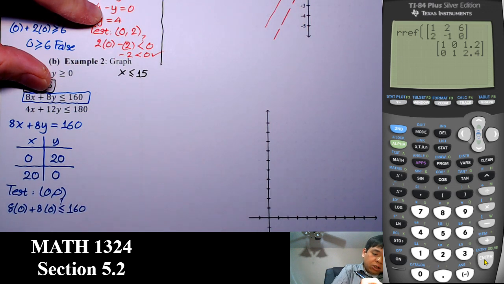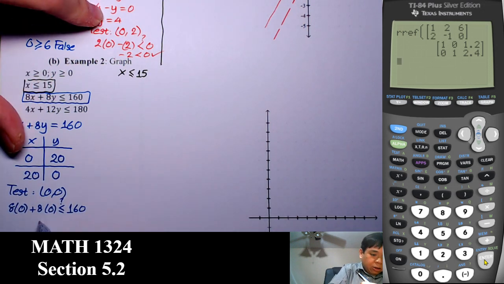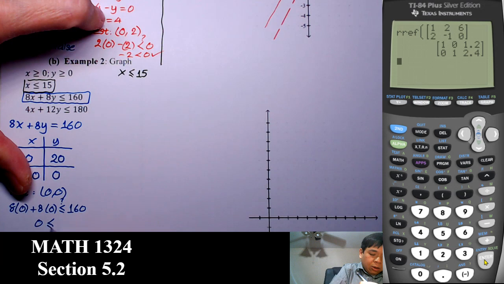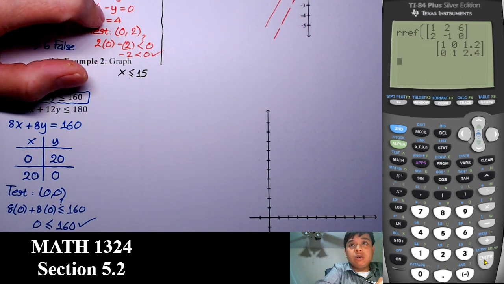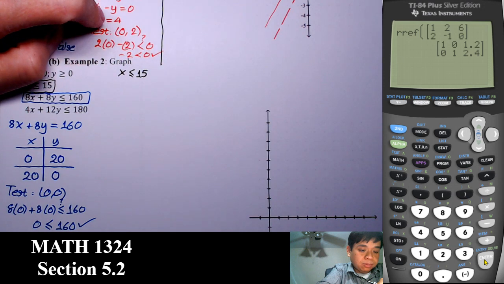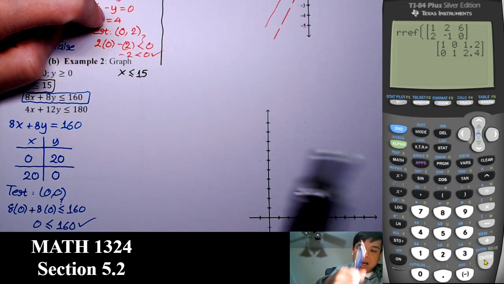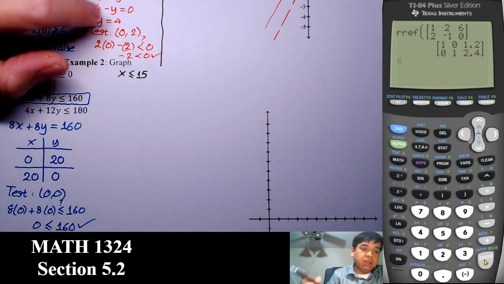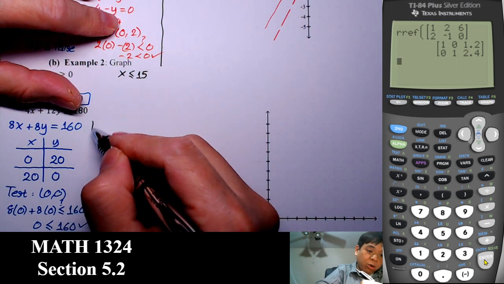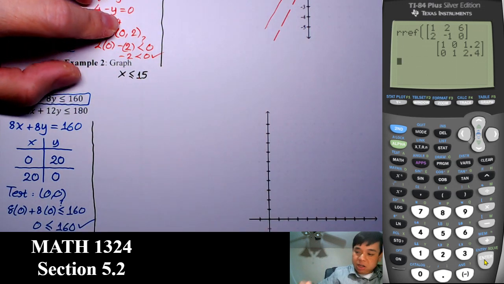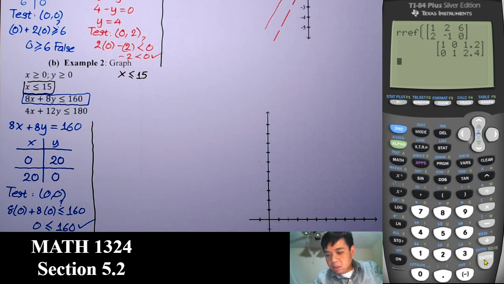Not sure if this is true. So that gives us 0 less than or equal to 160, and that is true because 0 is less than 160. So yeah, keep that in the back pocket. We'll graph that later. There's a reason we don't want to graph right after we get this information. See why in a minute.